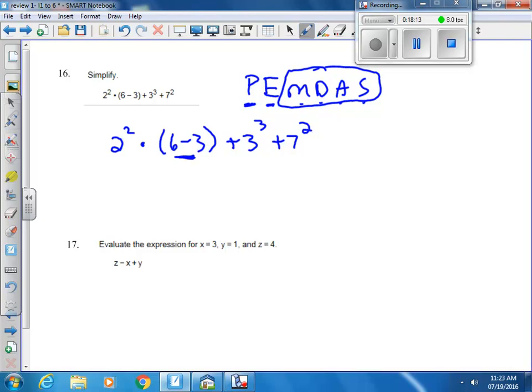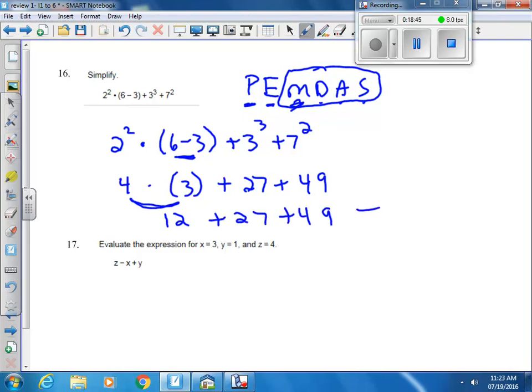So I'll clean up inside these parentheses. 6 minus 3 is 3. I'm also going to clean up my exponents. So 2 squared is 4. 3 cubed means 3 times 3 times 3, which is 27. And 7 squared means 7 times 7, which is 49. Okay, now I'm ready to take care of multiplication before any addition. So this dominates. So 4 times 3 is then 12. 12 plus 27 plus 49. And we can go ahead and grand total that up. All right, and that should bring us to 88.